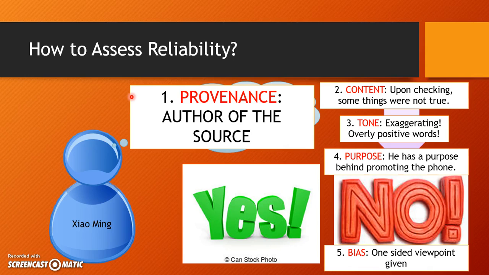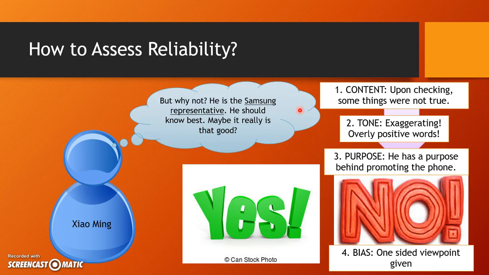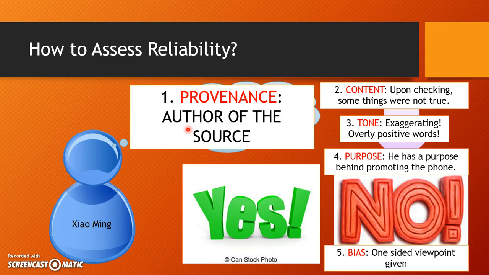It's actually by logic. In your exams, you need to use the same things. Firstly, you can check for reliability using provenance. Provenance is basically the origin of the source. Who did the source come from? The author of the source. In this case, the source refers to the Samsung personnel. Because he's a Samsung representative, he should know that. Therefore, you can trust him.